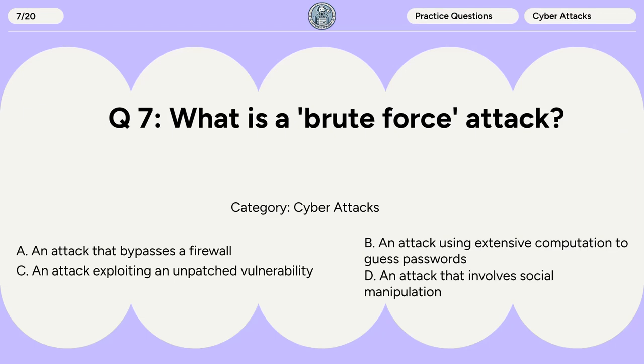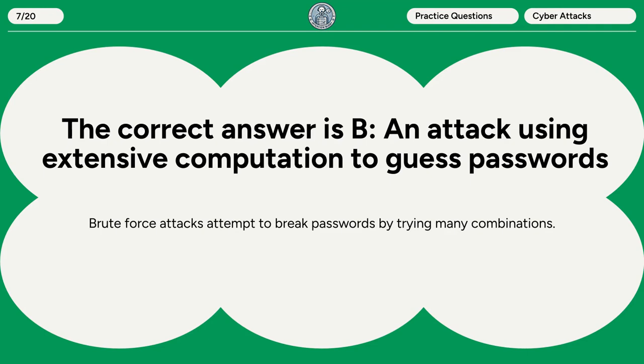Question 7. What is a brute force attack? A. An attack that bypasses a firewall. B. An attack using extensive computation to guess passwords. C. An attack exploiting an unpatched vulnerability. D. An attack that involves social manipulation. The correct answer is B. An attack using extensive computation to guess passwords. Brute force attacks attempt to break passwords by trying many combinations.